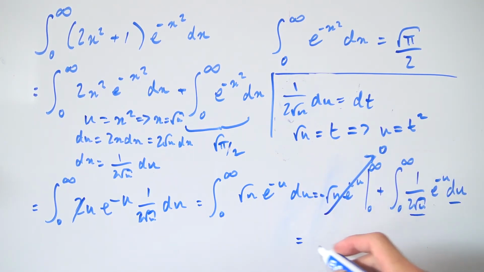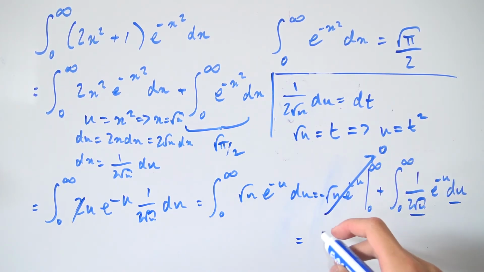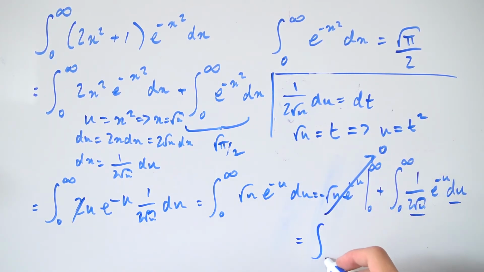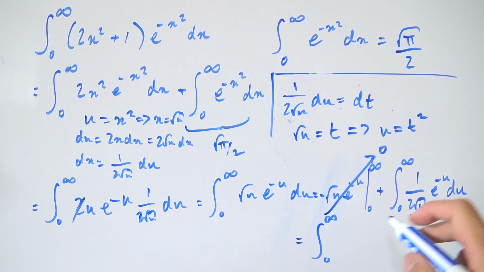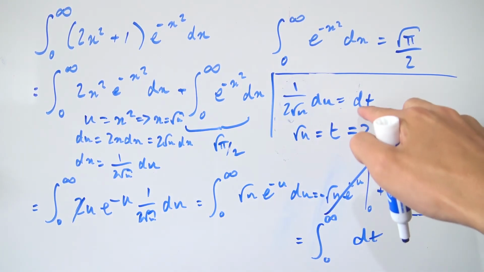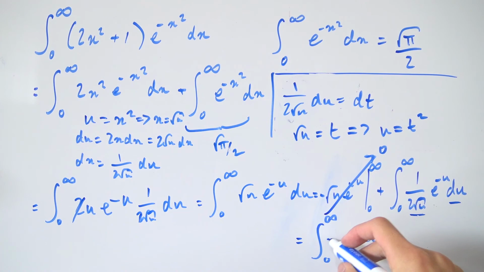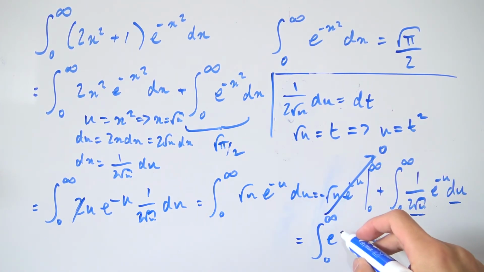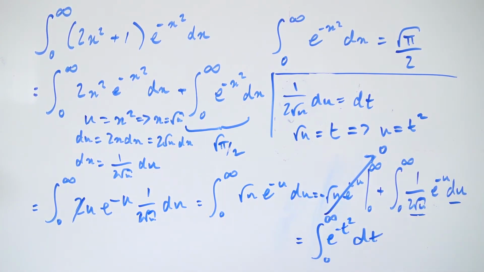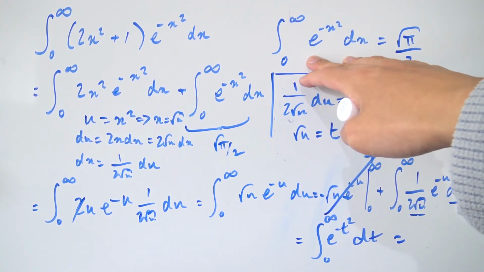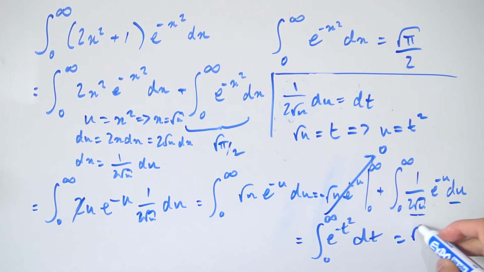So now this is equal to, we have our 0 right here, which we can disregard. So we have the integral from 0 to infinity of now 1 over 2 times the square root of u times du. That's just going to evaluate to dt in the end. And now we have e to the minus u, but remember u is t squared, so we have e to the minus t squared, which is really quite nice, because this thing right here will also evaluate to this half a Gaussian integral, which is the square root of pi over 2.